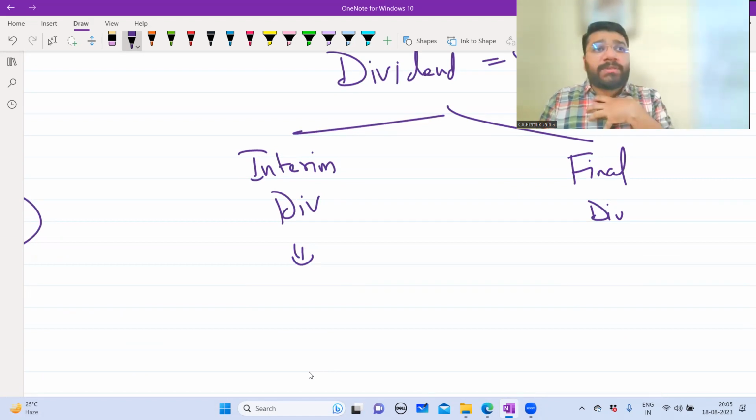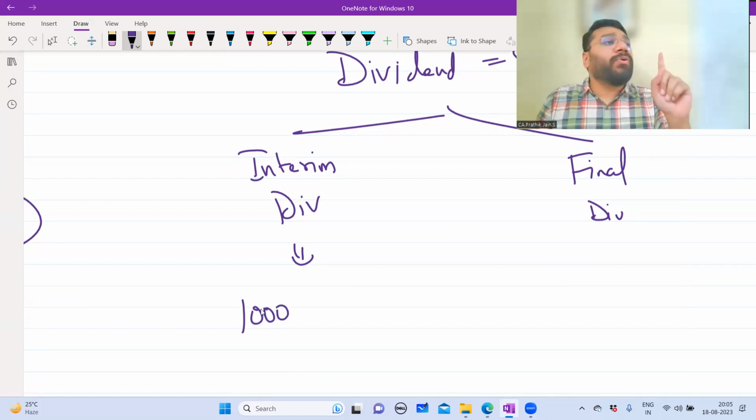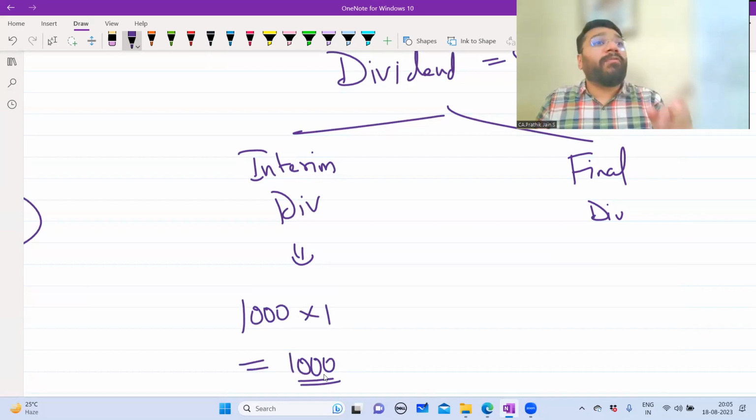For example, let's suppose I have invested in some XYZ company. Now it is August month. So that company is giving me an interim dividend. Let's suppose I have purchased 1000 shares of that company. That company said that I'll give you 1 rupee as dividend per share. So 1000 into 1 rupee means what is the profit I got? 1000 rupees.